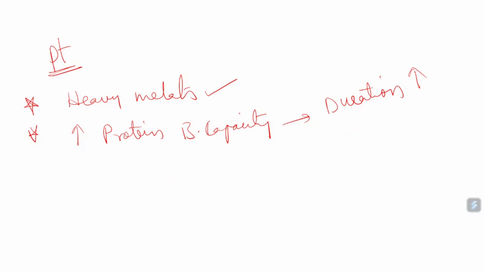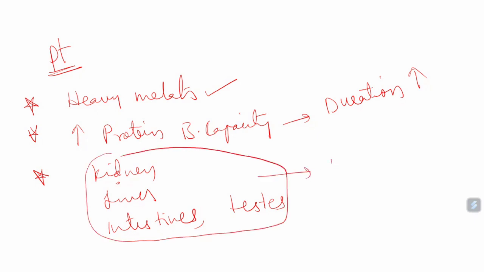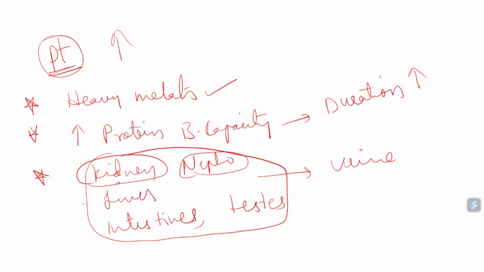Another point. They are concentrated in the kidneys, liver, and sometimes in the intestines, and they are concentrated in the testes of males. As they are concentrated in these tissues, they are very slowly excreted through urine. So if platinum containing compounds are given in larger doses, a high concentration of the drug accumulates in the kidneys, and it causes nephrotoxicity. It damages the kidney, it damages the liver. It accumulates in the intestines, it accumulates in the testes.